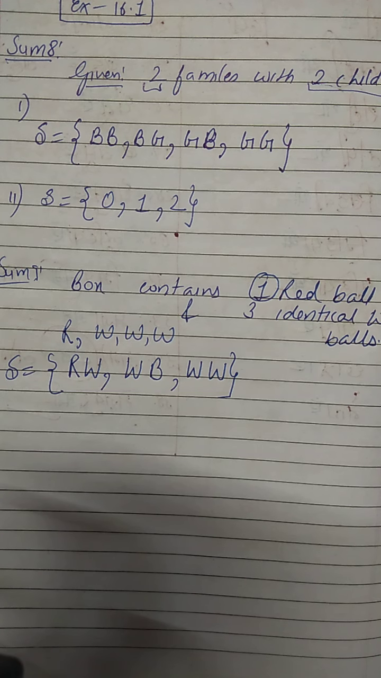Okay, so the next, sum number 10: an experiment consists of tossing a coin and then throwing it a second time if head occurs.